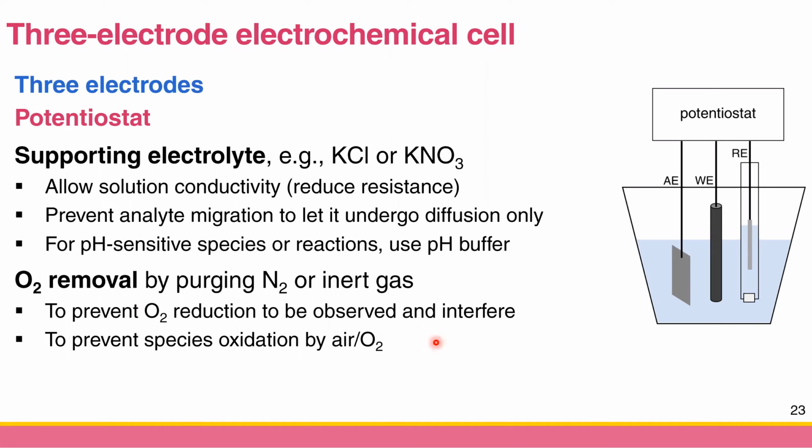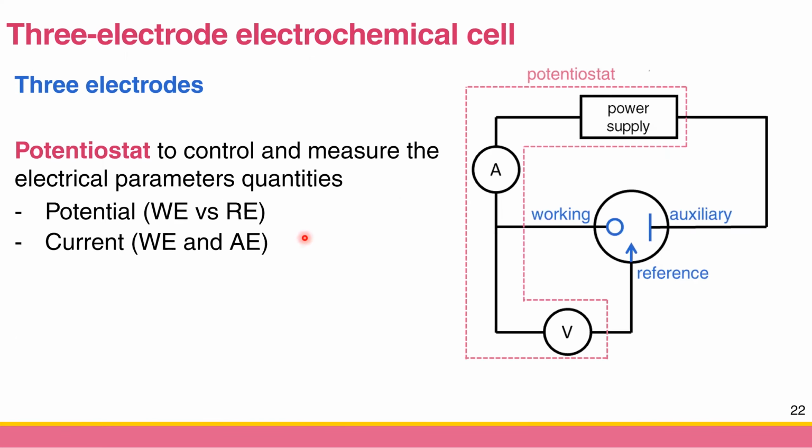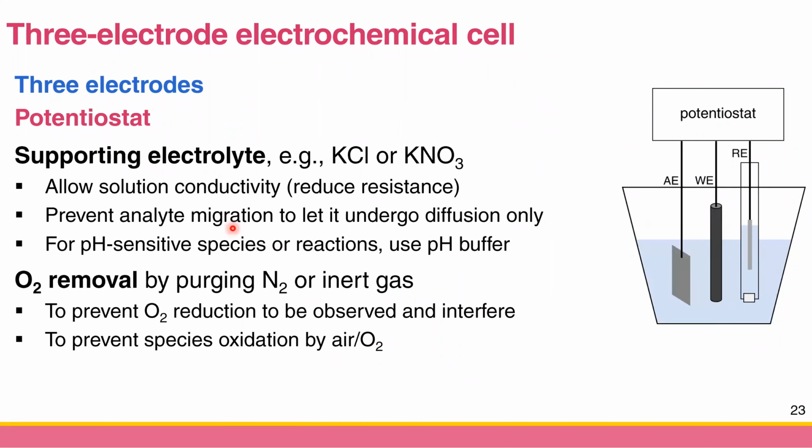So this is the basic three-electrode electrochemical cell. You need a working electrode, reference electrode, auxiliary electrode, and then a potentiostat to control the potential and the current. And in the solution, you need supporting electrolyte, and sometimes you need to remove the oxygen. So any questions on the cell? Okay.